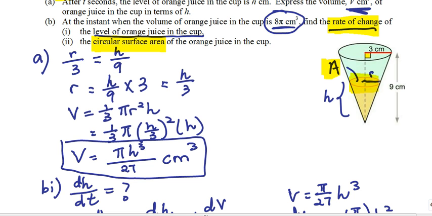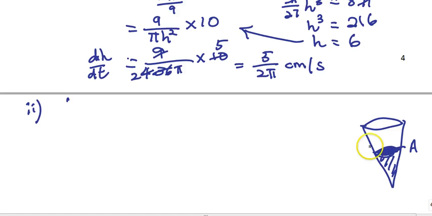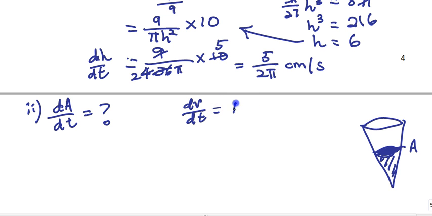Alright, so to put it in differentiation terms, in part 2, I'll redraw the diagram here. What they want you to find is dA over dt. We want to find this given some of the prior information we know from the question. We know that dV over dt is equal to 10 cm cubed per second. And we've earlier also found that the radius r can be expressed as h over 3. This was from part A. So we want to find dA over dt.